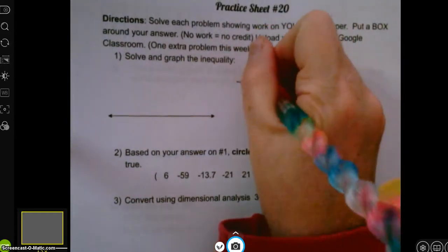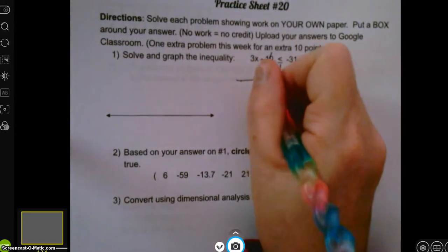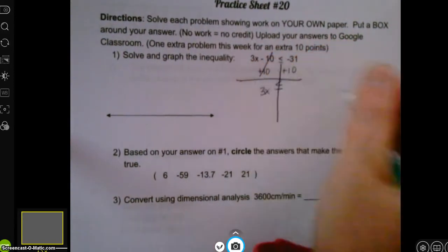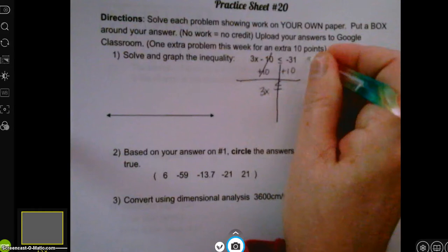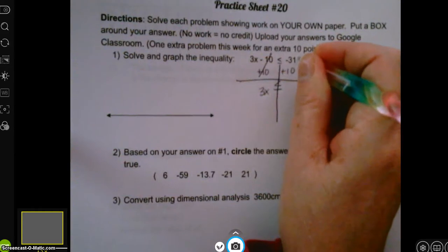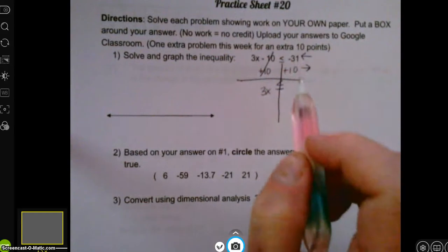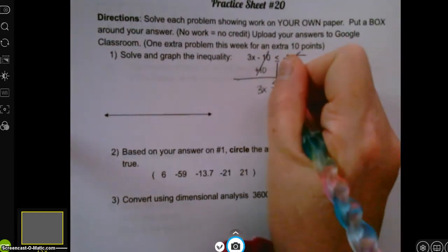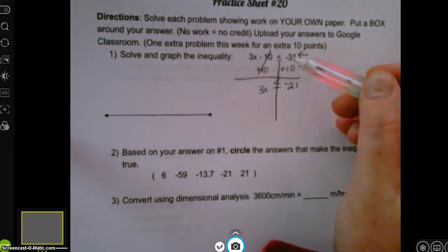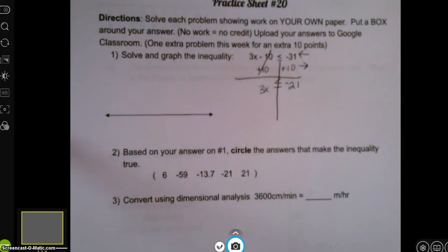Okay, so then we have 3x, and then this, remember these are integers here guys, left, right. Okay, difference, subtract. When you subtract those you get 21, and it will be negative because these are more to the left than to the right.